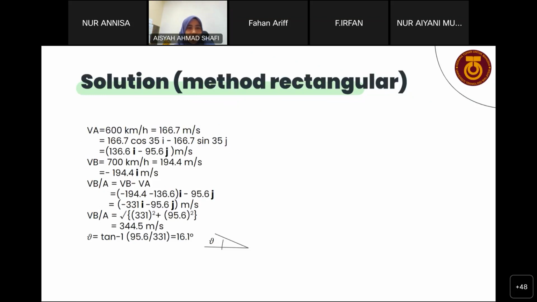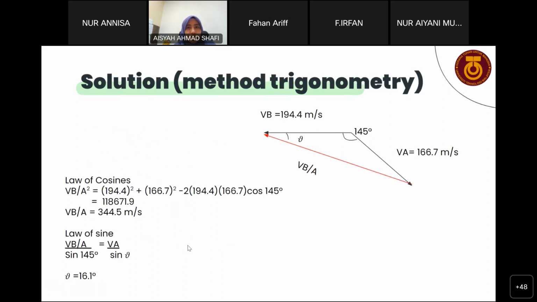95.6 J meter per second, and the magnitude of it is the square root of the values, and you will get 344.5 meter per second. So this is the answer for the magnitude of the speed of B relative to A, and then the direction is 16.1 degree.